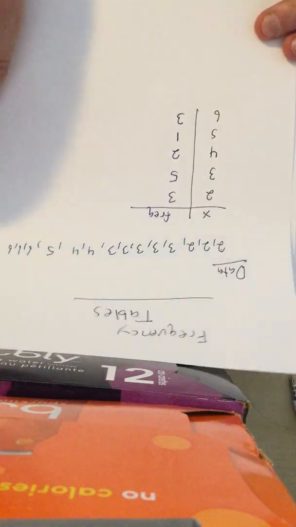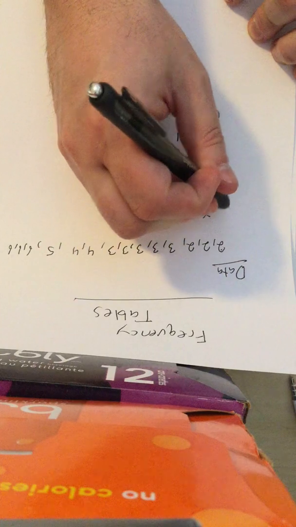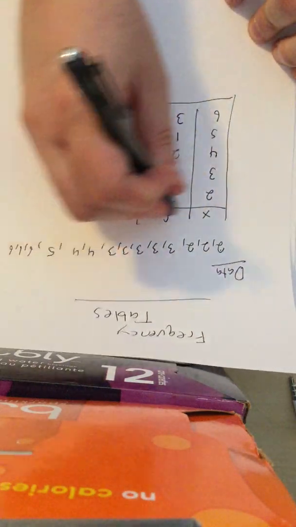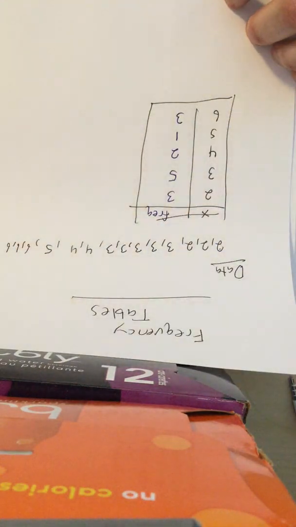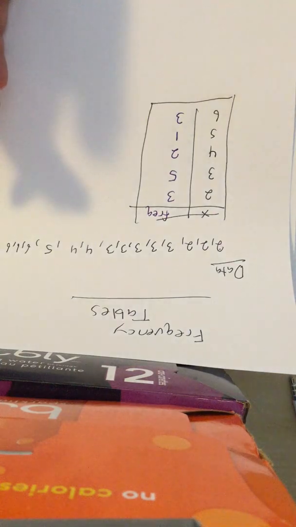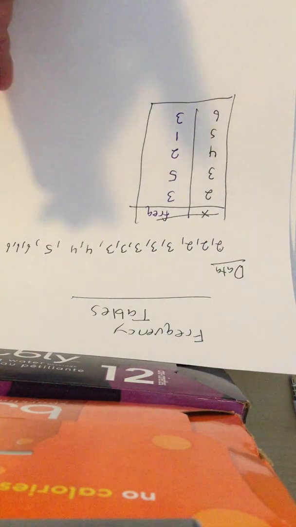Oops, that went off the screen a bit. So that's a frequency table. A frequency table is just a way of showing data in a relatively quick way.